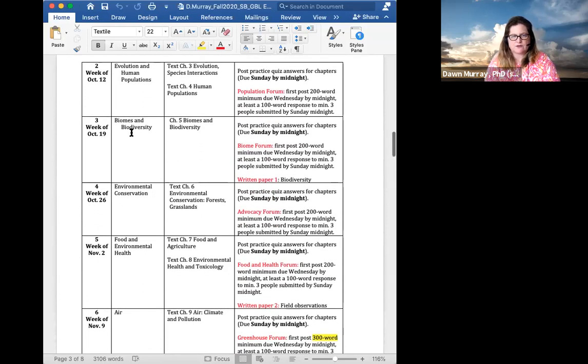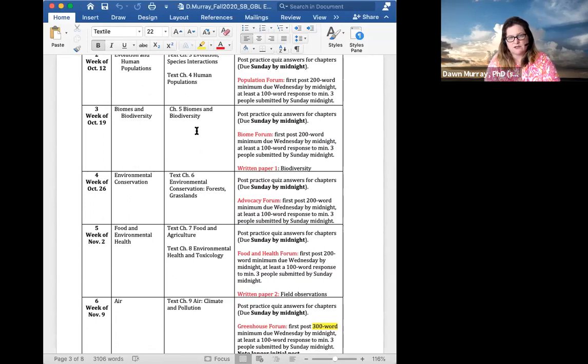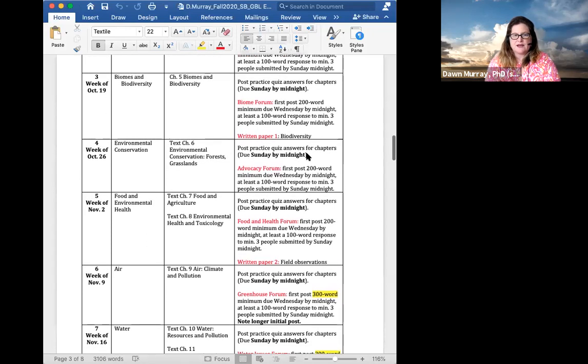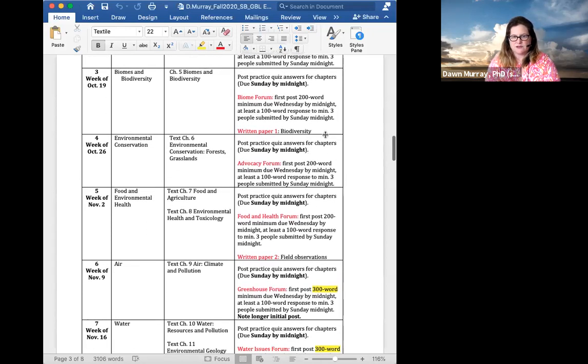Then in week 3, we talk about biomes and biodiversity. You read 1 chapter, so I have a paper due that week. You still do your practice quiz questions due Sunday at midnight. You do a biome forum post where your first response is due Wednesday. Your responses to your fellow students are due by Sunday at midnight. And then you have a written paper that's due by Sunday at midnight on biodiversity.